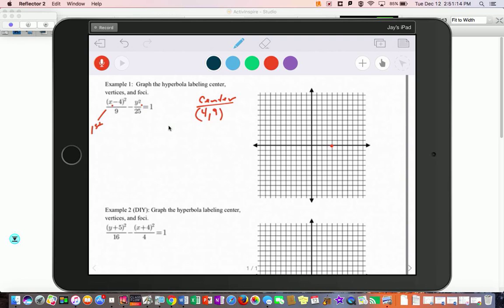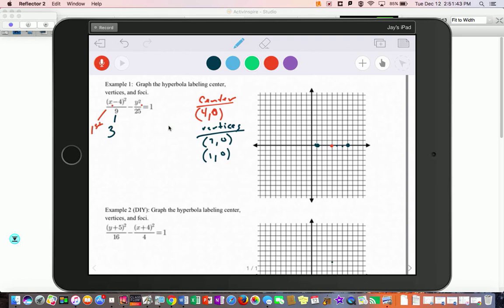Now, my vertices, let's put those, I'll make those dark. I'm going to go 3 in the X direction. So 1, 2, 3, and 1, 2, 3. So my vertices are 7, 0. By the way, this should be a 0. 7, 0, and 1, 0.